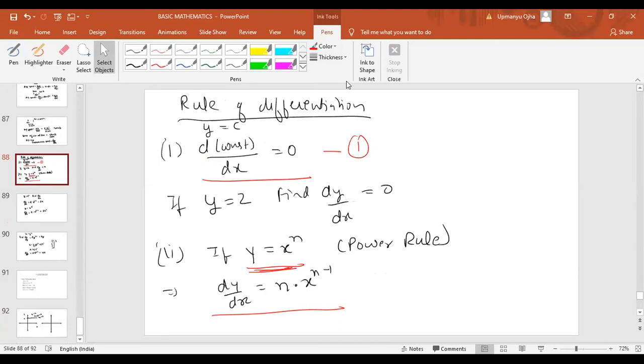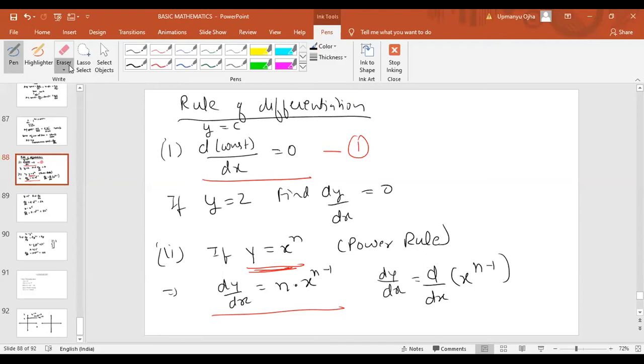dx by dx. Okay, see, dx by dx will be what? Differentiation of x with respect to x. Okay, that is what we are doing now. Basically, dy by dx will be equal to d by dx of x power n, which gives n x power n minus 1. That is the step which we are doing now.